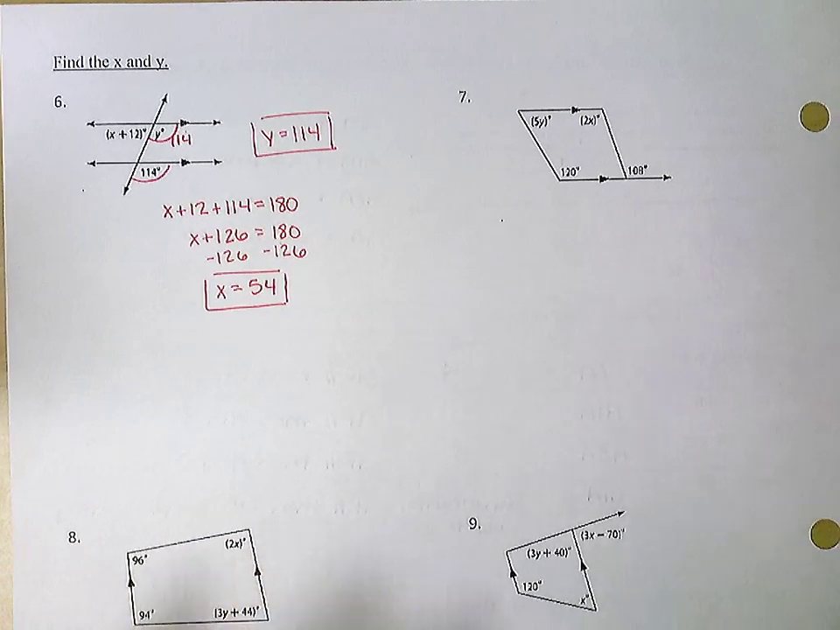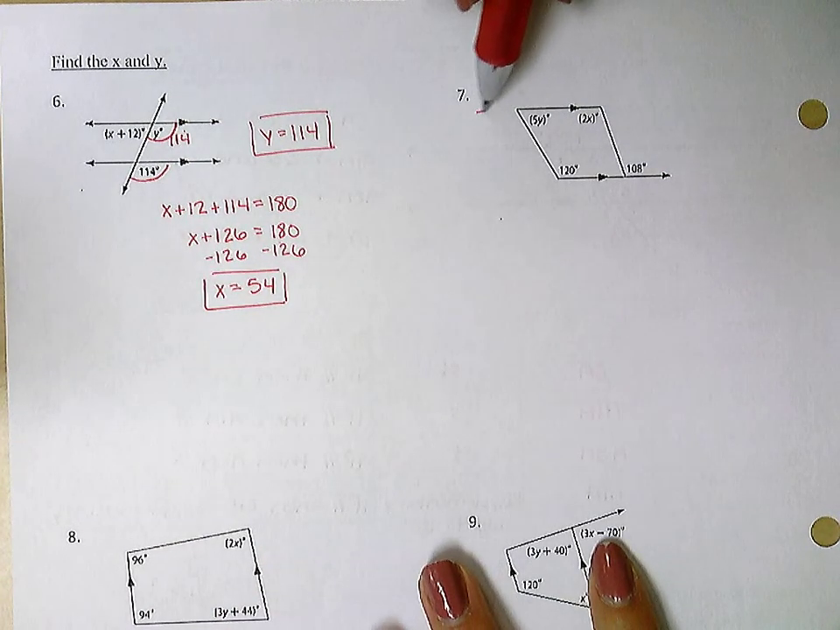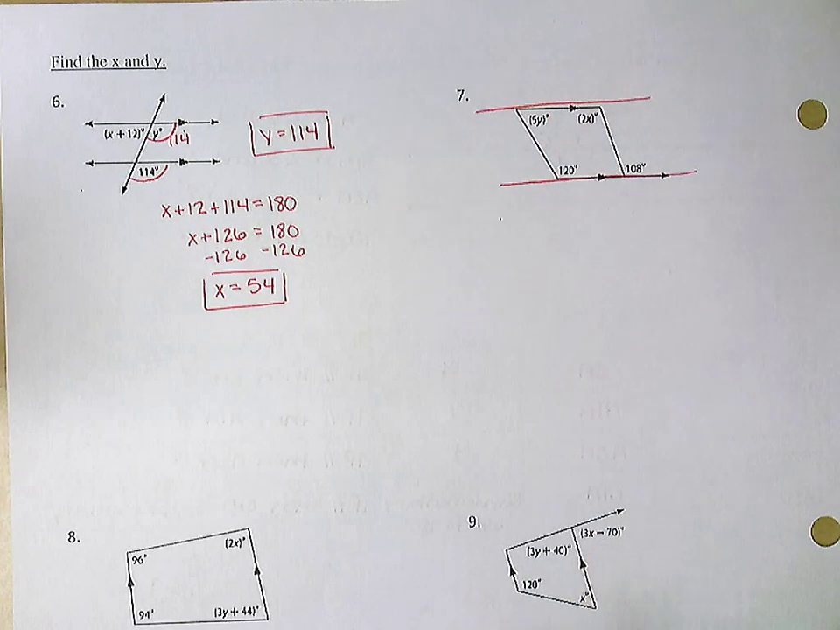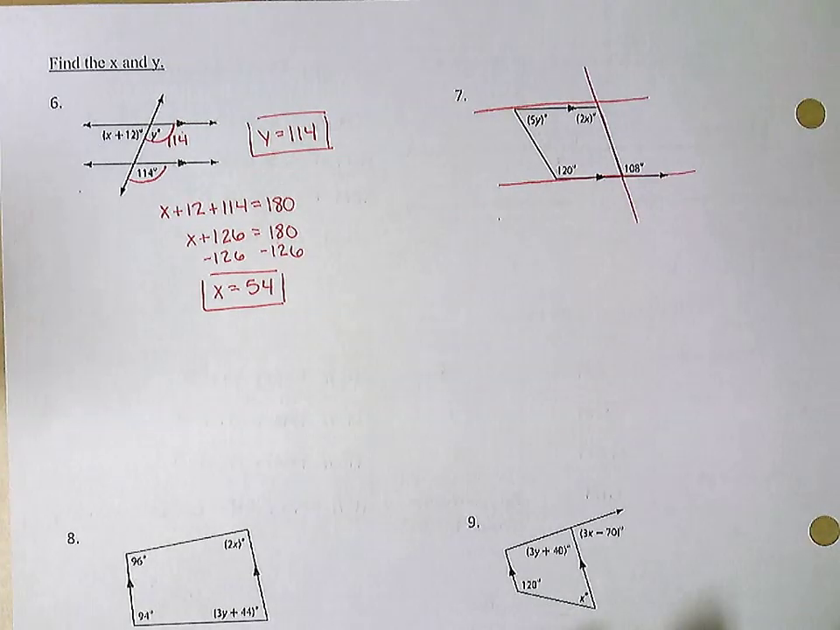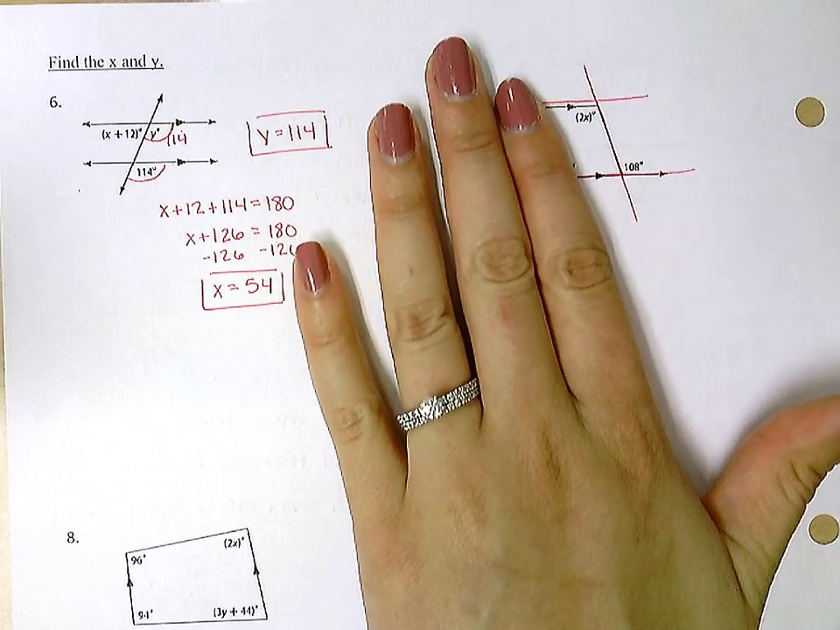Okay, then we're looking at 7. So again, I want to look for which two lines are parallel to each other. So I'm looking for these arrows here. So this top line, that one, and this bottom line are parallel to each other. Okay, I'm going to look to the right side of this figure. So I'm looking at this as my transversal line, and I'm going to cover up the rest of this here. What do I know about those two angles?